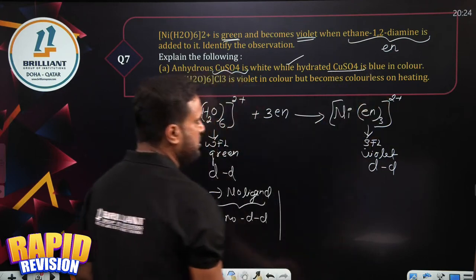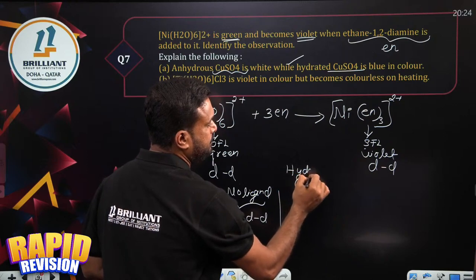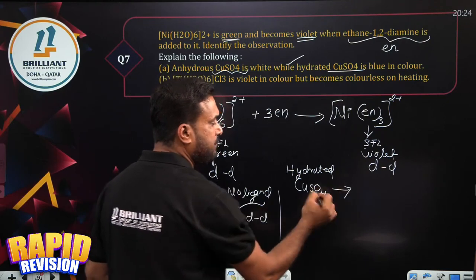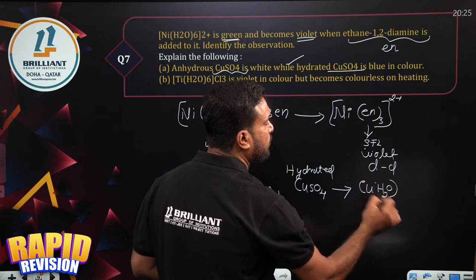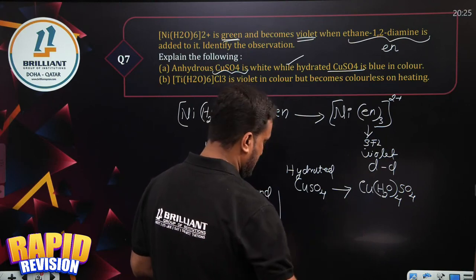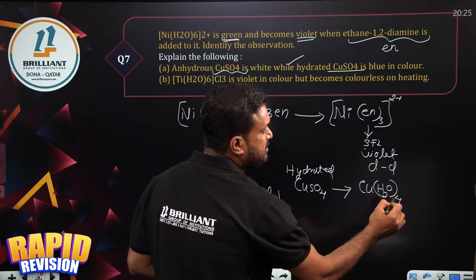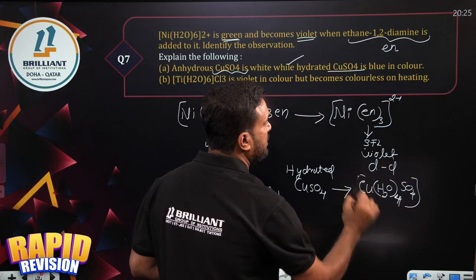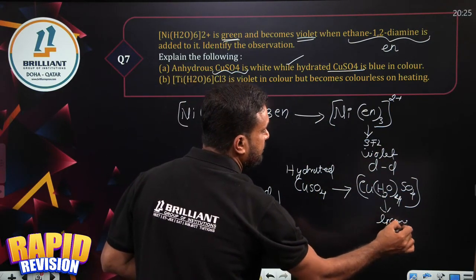What about hydrated CuSO4? Hydrated CuSO4 has the formula CuSO4.5H2O. But according to complex compounds, what we will write is [Cu(H2O)4]SO4. This 4 H2O will be directly attached to the copper, then SO4. So here water acts as a ligand. There is a ligand added.